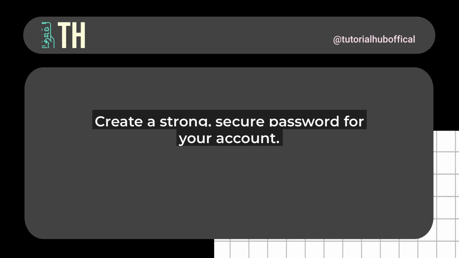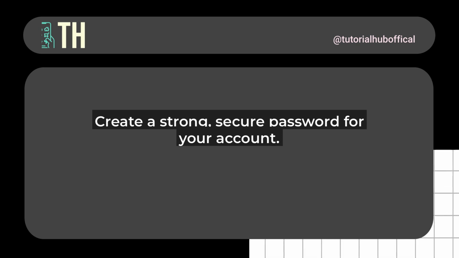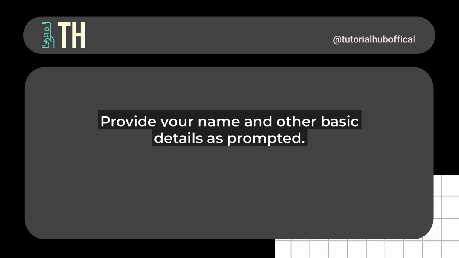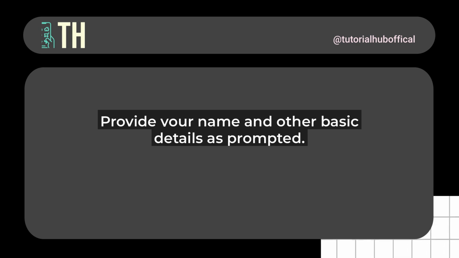After that, fill in your personal details like your first and last name, and perhaps your phone number for added verification. Vrbo might ask for your date of birth or preferences to personalize your experience, but don't worry, it's all optional. Once you've double-checked your info, hit the Submit or Create Account button.